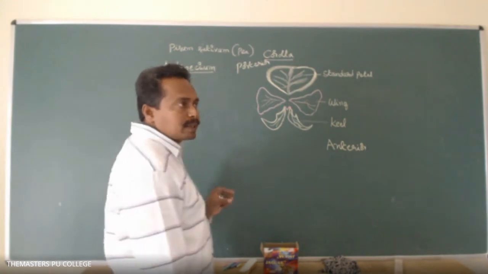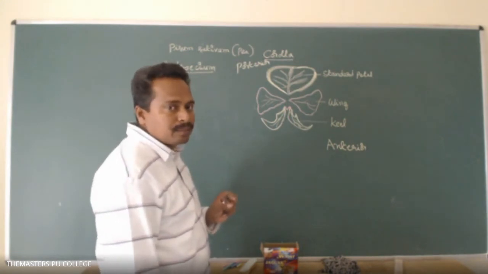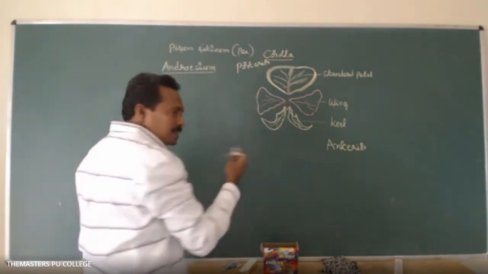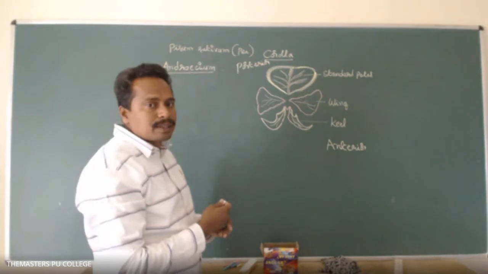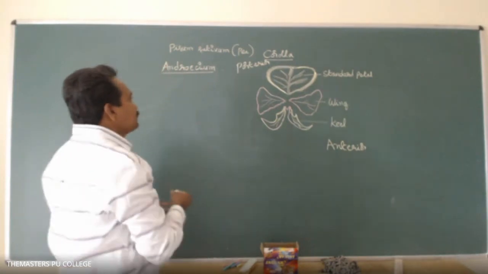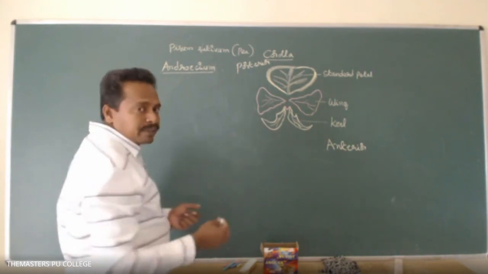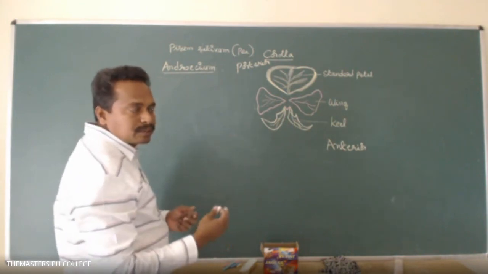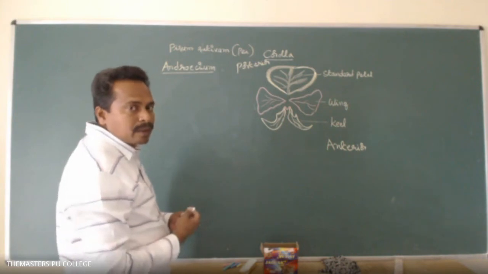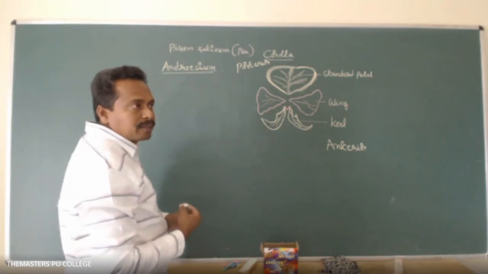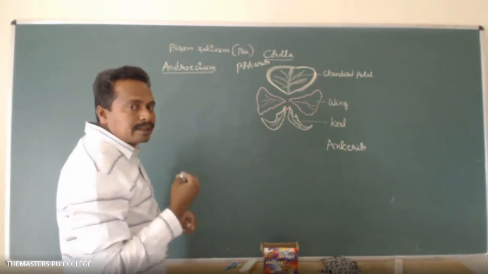Papilionaceous corolla is present in which family? Fabaceae family. What is the name of the estivation? Vexillary estivation. Right. So last week we already discussed the sepals and next the petals. Next, androecium. The androecium consists of 10 stamens.